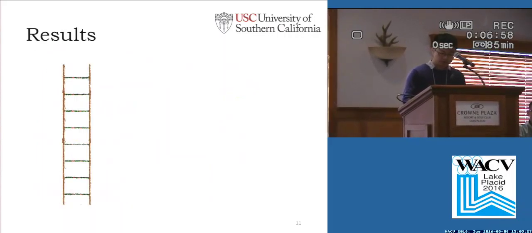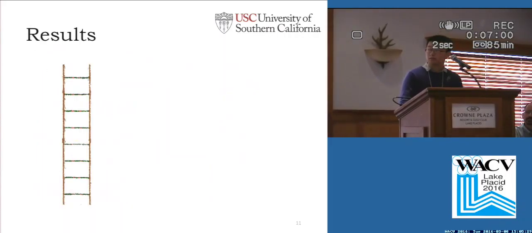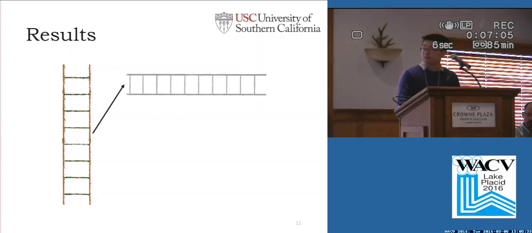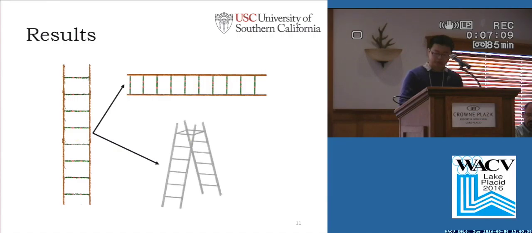As a result, we can transfer color from a real scan of a letter to another synthetic letter with a different number of rungs, and also to a V-shaped letter with completely different geometry.